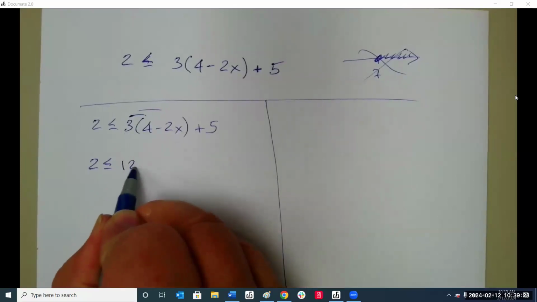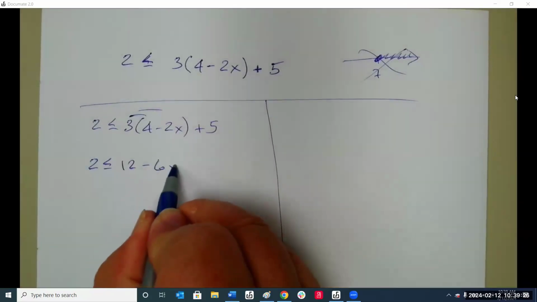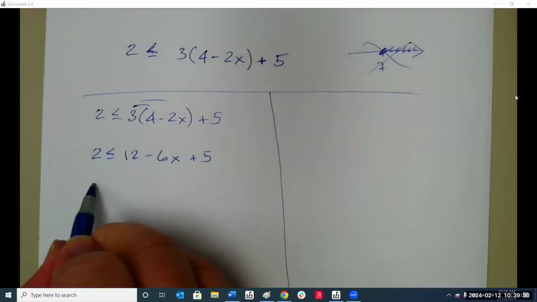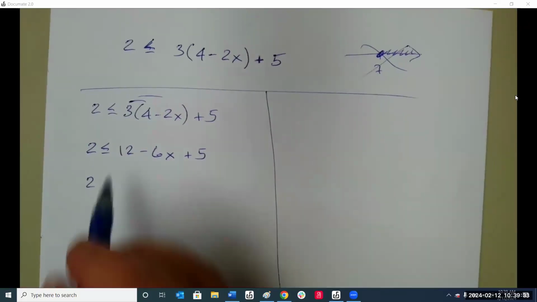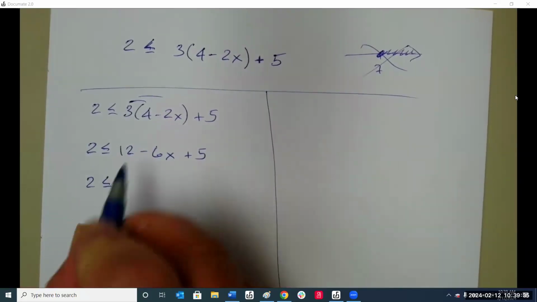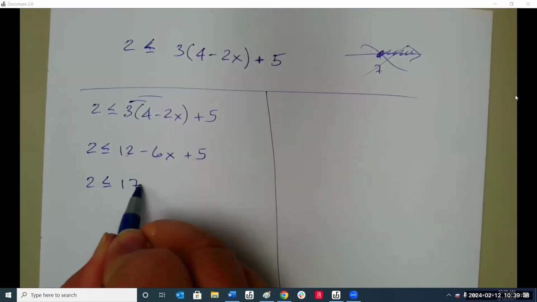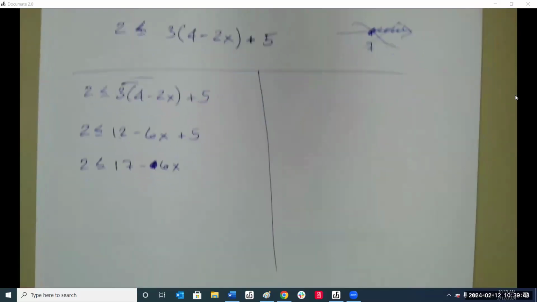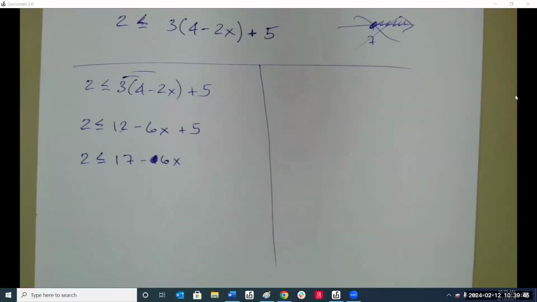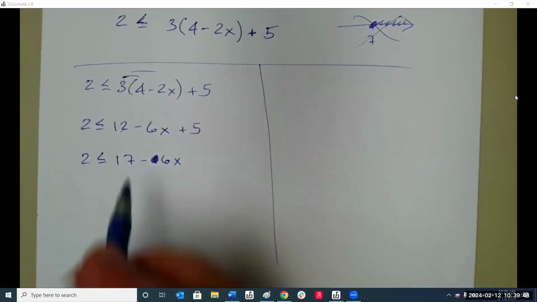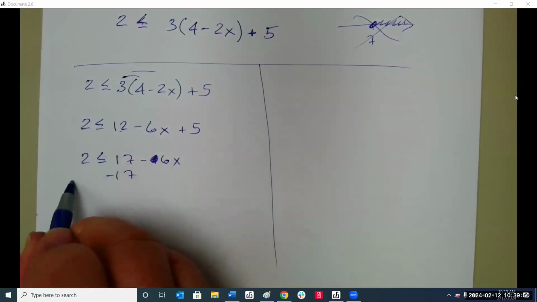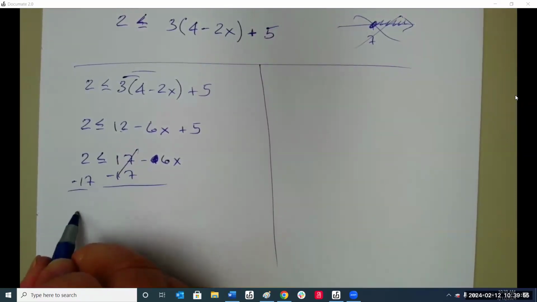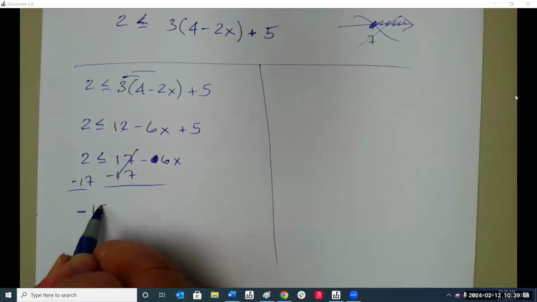3 times 4 is 12. 3 times 2 is 6. Then what do we do? Combine like terms. Yes. Whenever you get rid of parentheses, always combine like terms. 12 plus 5 is 17. Ooh, 16. Then what? Yes, subtract 17. So 17 is bigger, it's negative. 17 minus 2 is 15.